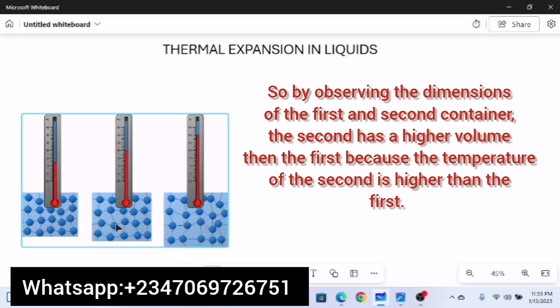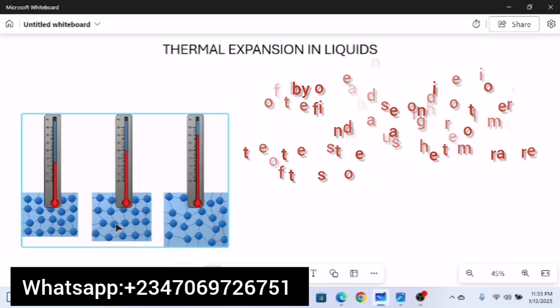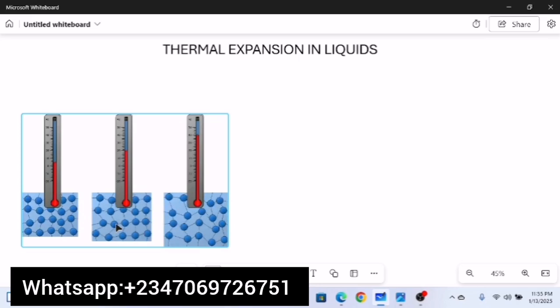This is because the increase in temperature results in an increase in the volume of the container, and also results in an increase in the volume of the liquid itself, because the liquid molecules now gain higher kinetic energy and they can move rapidly due to what? Increase in temperature.